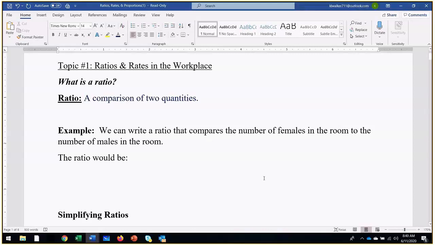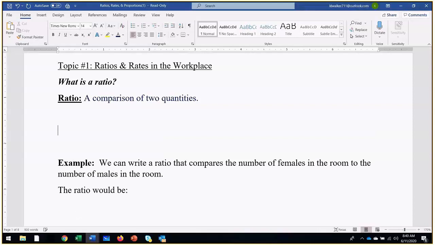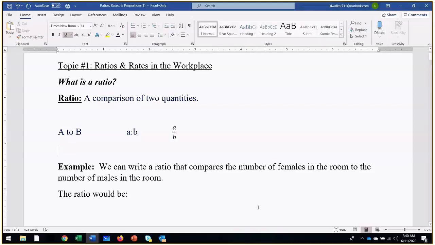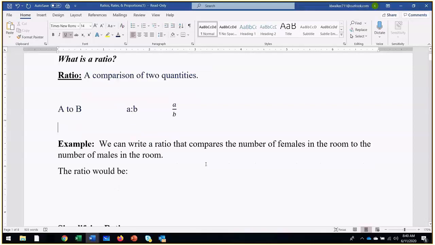So we write ratios in three different ways. First, we write them just with the word to between them, like A to B. Or they use colons to represent ratios. And also, they'll put them in fraction form. So these are the three ways you write them: with the word to, with the colon between them, or in fraction form. And again, the order does make a difference here.